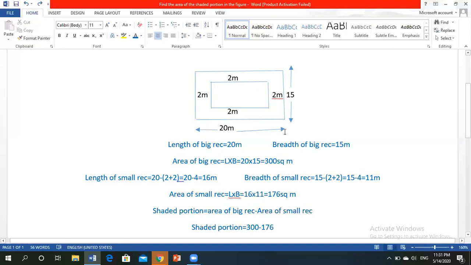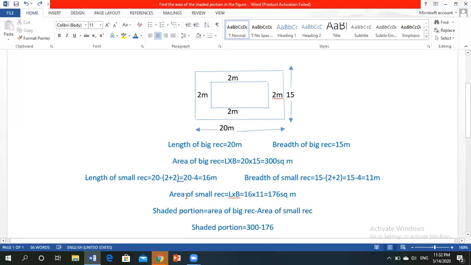Now what is 2 plus 2? 2 plus 2 is the breadth of the shaded portion from one side and the breadth of the shaded portion from the other side. We will add these two extra breadths and we will subtract it from 15, that is the breadth of the big rectangle. We can get the breadth of the small rectangle. So 2 plus 2 is 4. 15 minus 4 gives us 11. It means that the breadth of the small rectangle is 11 meters.